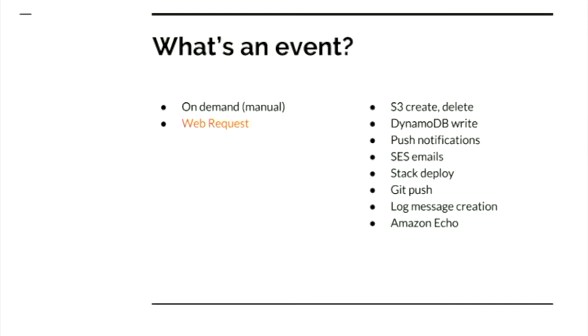So their classic example is every time a file gets uploaded to an S3 bucket, generate a thumbnail, put it in a different bucket. Other cool ones are every time a record gets written in DynamoDB, do something with the record. Every time a push notification comes through, every time you receive an email, every time someone makes a Git push, every time you deploy a whole new stack. Even you can attach it to CloudWatch, and every time a new log message comes in from any one of your servers, you can do something with it. So if the log contains the word error, send you a Slack notification.